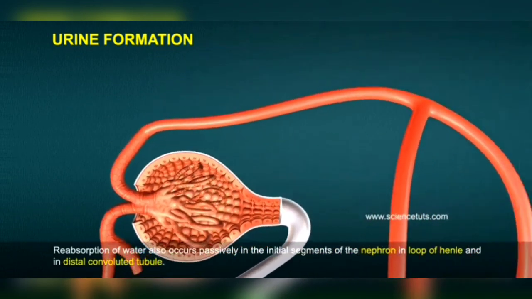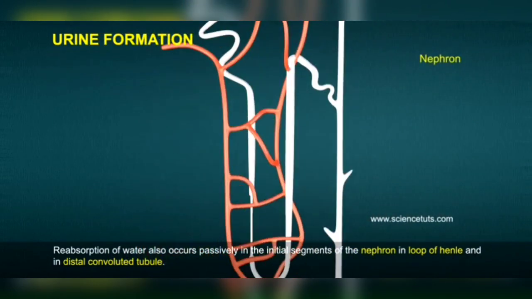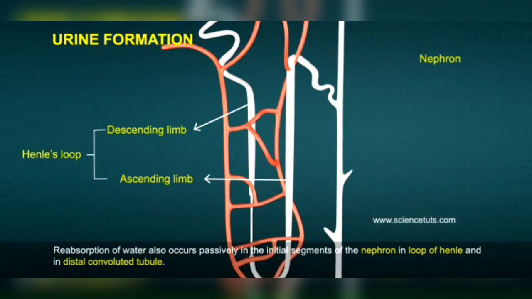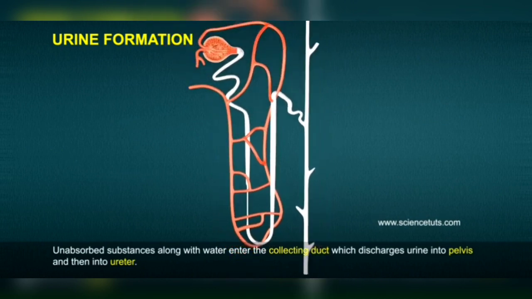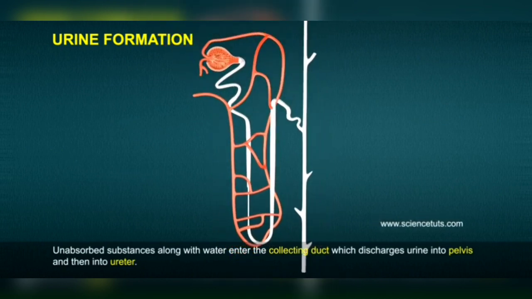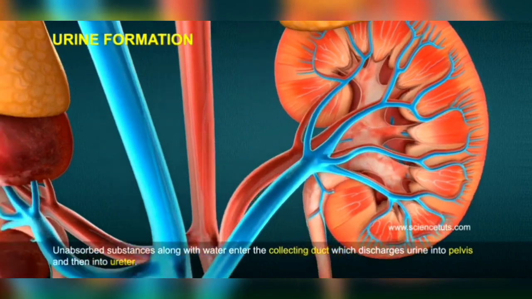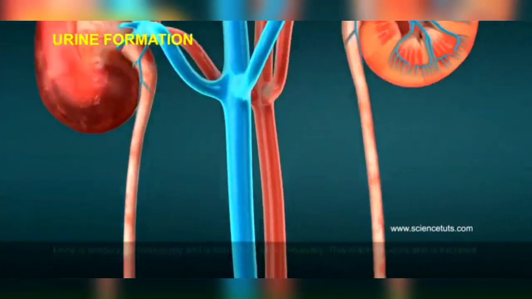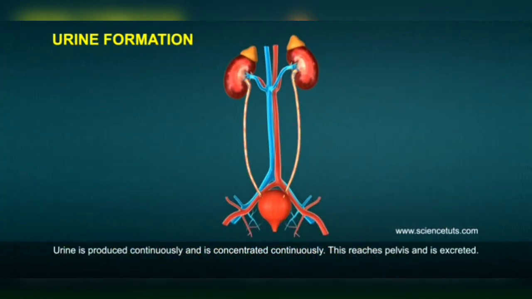Reabsorption of water also occurs passively in the initial segments of the nephron, in the loop of Henle and in the distal convoluted tubule. Unabsorbed substances along with water enter the collecting duct, which discharges urine into the pelvis and then into the ureter. Urine is produced continuously and is concentrated continuously. This reaches the pelvis and is excreted.